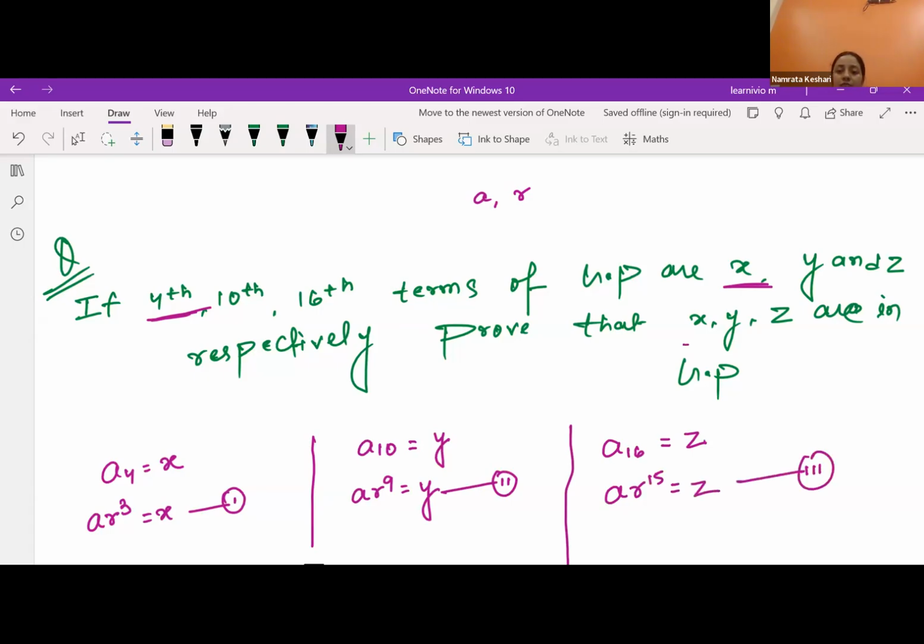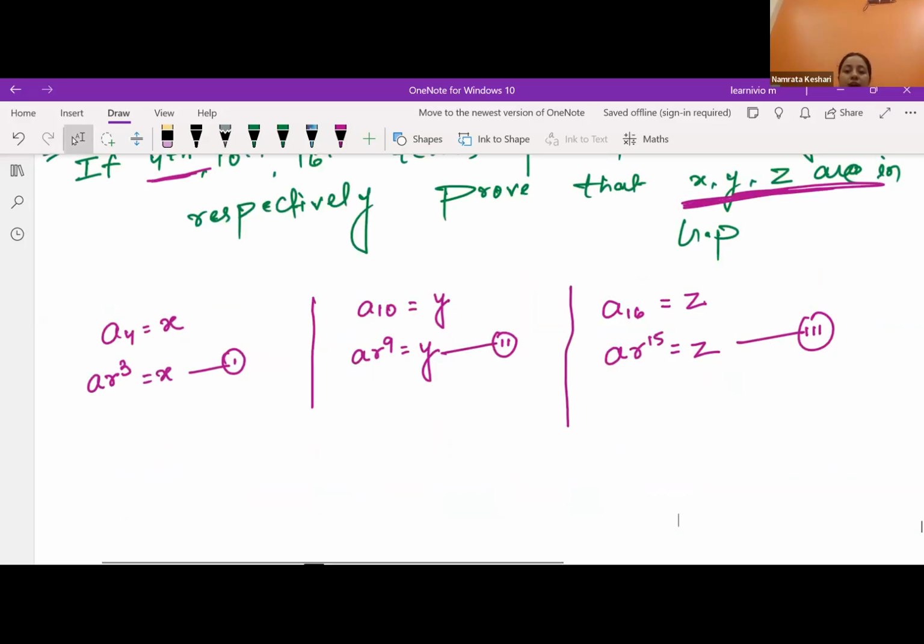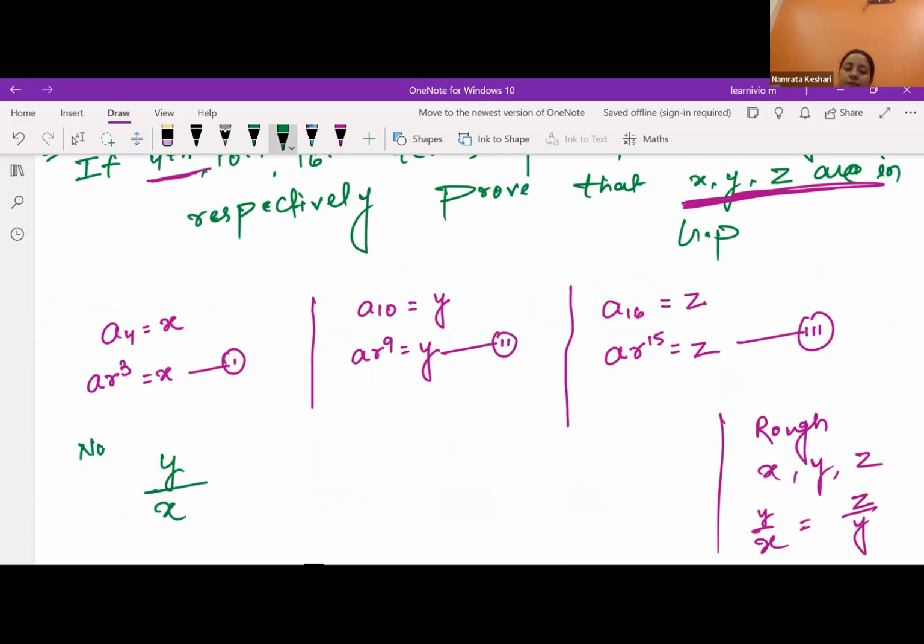And we have 3 equations in front of us. Now we have to say x, y, z are in GP. X, Y, Z are in GP means ratios have to be the same. What ratio? Y by X. This is in the rough part I am writing. If you have to prove X, Y, Z are in GP, you will find the ratio Y by X and check Z by Y. Both the ratios are equal or not. So let's find the ratio. Now Y by X is equals to a r to the power 9, Y is this one, and x is a r to the power 3. Any confusion so far?